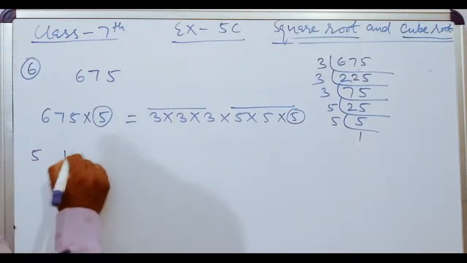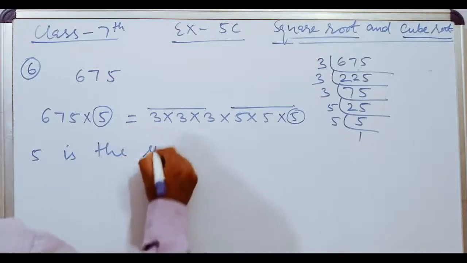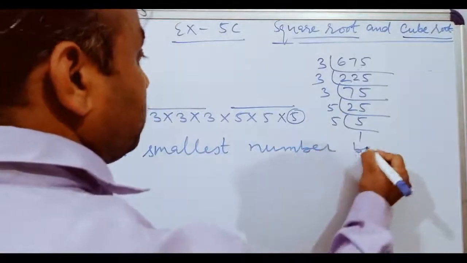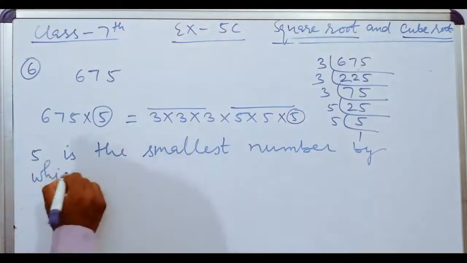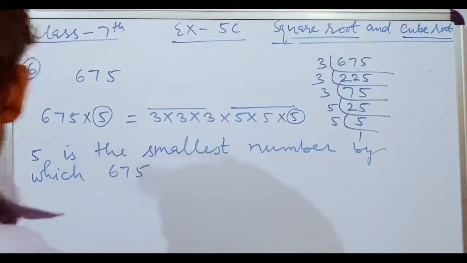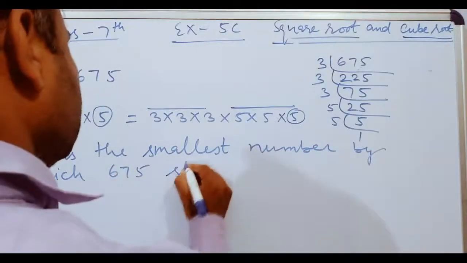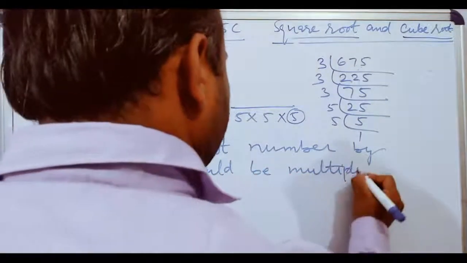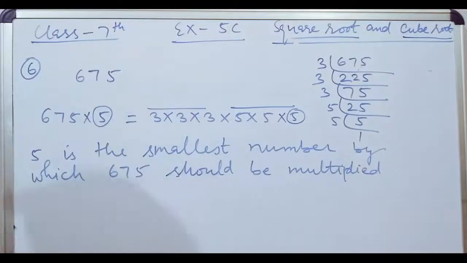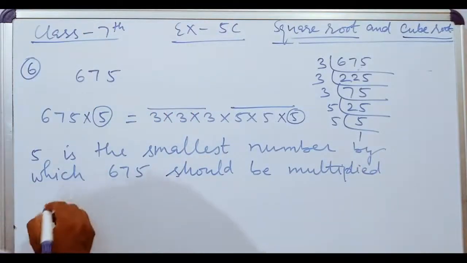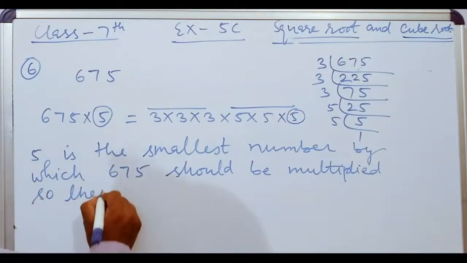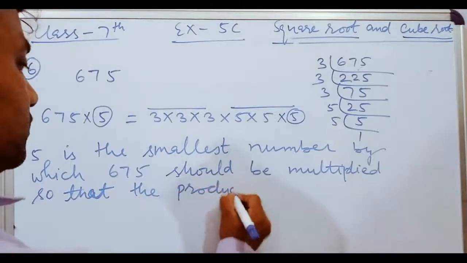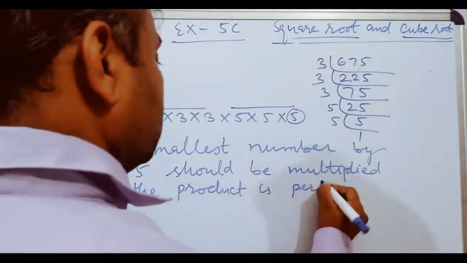So 5 is the smallest number by which 675 should be multiplied so that the product is a perfect cube.